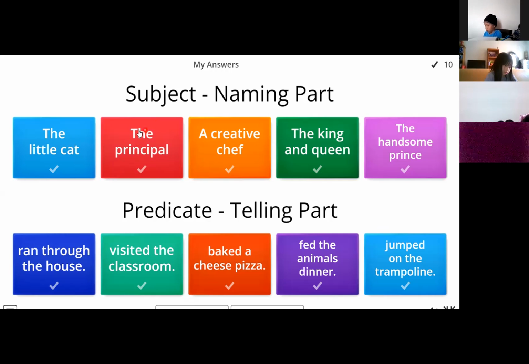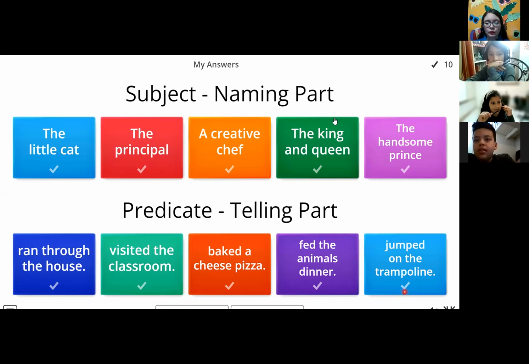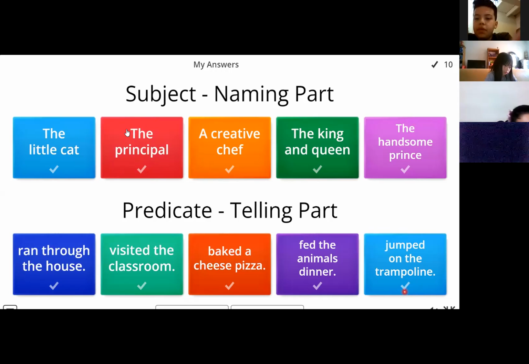Now, sentence number two, the principal visited the classroom. The principal is the person. It can be Miss Dania, Miss Carolina Posada. So she is the principal, right? So she is going to be the subject, and the predicate, visited the classroom, is the rest of the sentence. Now, a creative chef bakes a cheese pizza. A creative chef is the subject and the rest is the predicate.